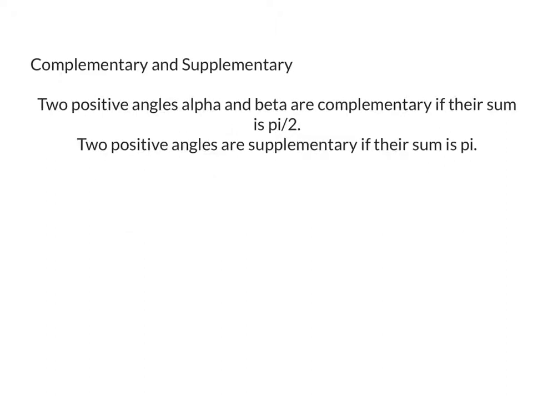All right, so complementary and supplementary angles. Two positive angles, alpha and beta, are complementary if their sum is pi over 2. Two positive angles are supplementary if their sum is pi. So let's talk about that.